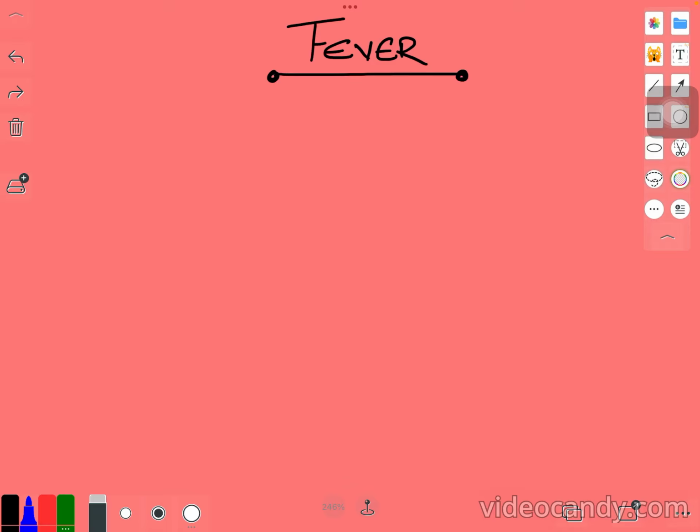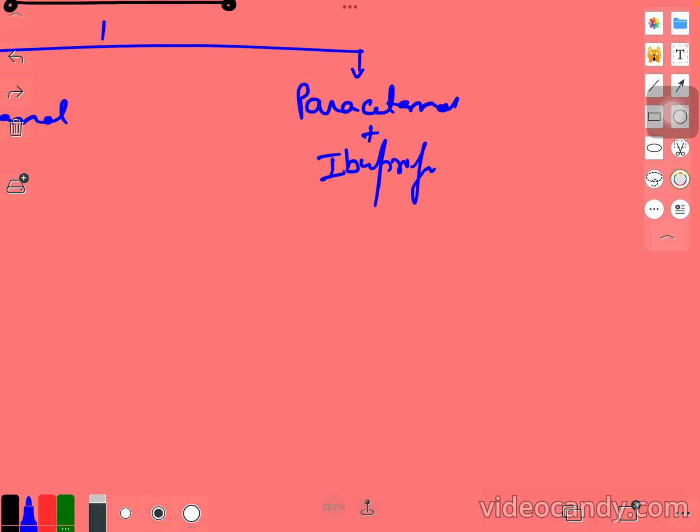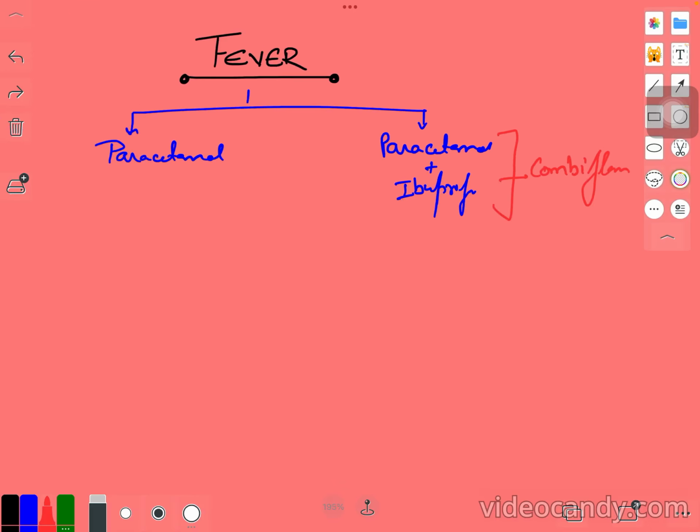So in this short lecture, we will talk about fever and its correlation with two very important drugs, that is your paracetamol and the combination of paracetamol with ibuprofen. Now this combination is most commonly known as Combiflam. So this Combiflam is available in the market.